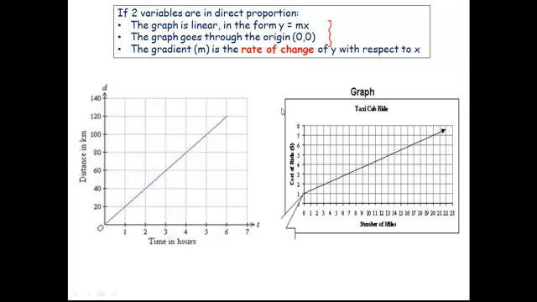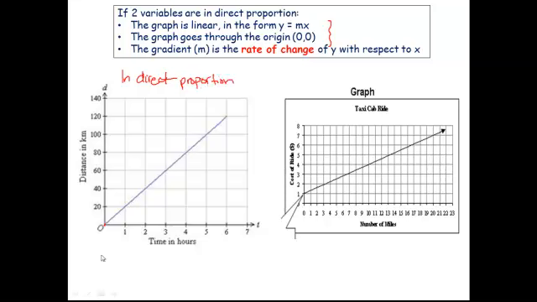So let's look at these two graphs, and we're going to try and determine whether or not they're in direct proportion. So this first one here, I've got time on the x-axis, and I've got distance in kilometers along the y-axis. And is this in direct proportion? Well, it is a linear graph. Okay, so that ticks off the first one, and it goes through the origin. So that is in proportion. So this is in direct proportion.